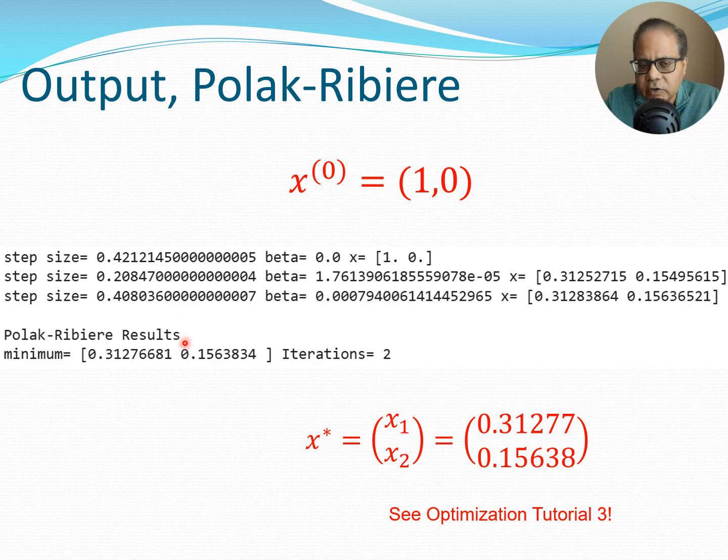So when I run this code with the Polak-Ribiere method, I get convergence extremely fast. You can see when I start with 1, 0, within 2 shots I have converged. So this is extremely good, and of course we know the actual solution is given here. That's in our optimization tutorial 3, obtained by setting the gradient vector to 0 and solving those equations. So I'm getting this very quickly.